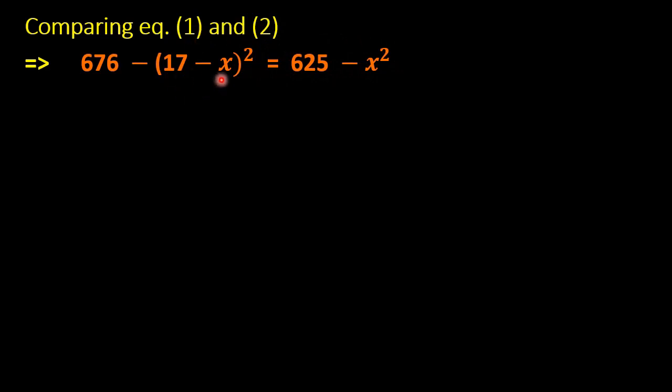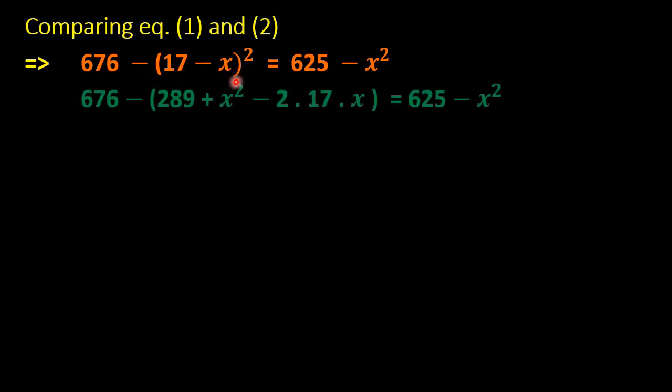Now here we apply the formula, which is (a minus b) whole square. So (a minus b) whole square is a square plus b square minus 2ab. So this 676 minus, our a square is 17 square, so 17 into 17 is 289, plus b square, our b is x, so x square, then minus 2, a is 17 and b is x, and the right hand side remains same.